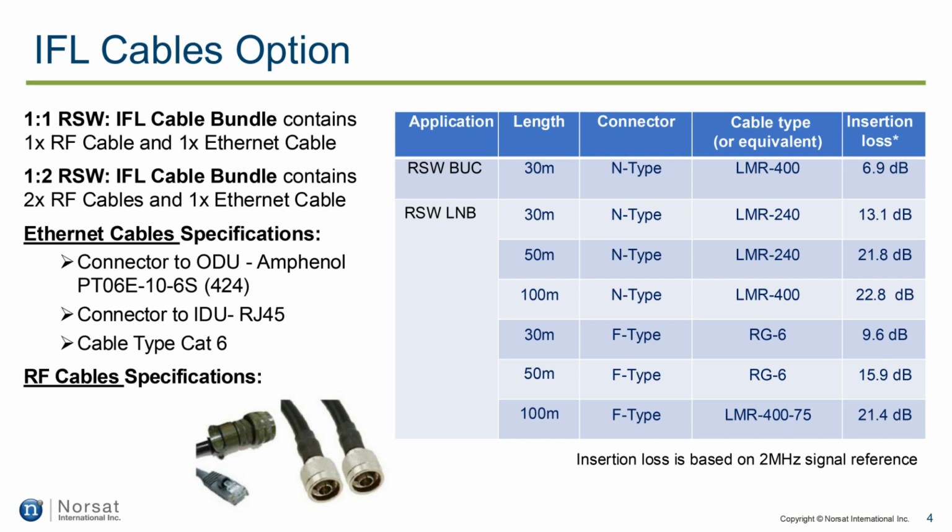The RF cables in the IFL bundle are designed to handle high-frequency signals with minimal loss. These cables are engineered to ensure reliable signal transmission between the ODU and modem. This table shows typical cable types and insertion loss. Lower cable loss is more expensive in cost. It's recommended to use LMR 400 type cable for the BUC to ensure full output power is achieved. LNBs are capable of dealing with higher insertion loss, so various types of cables can be used for the LNB.